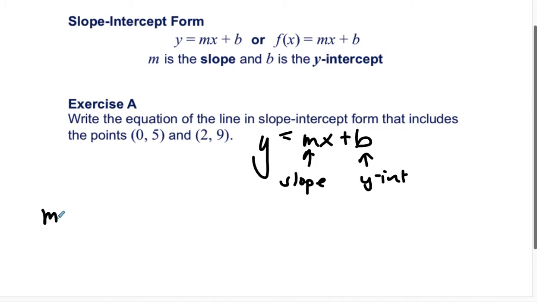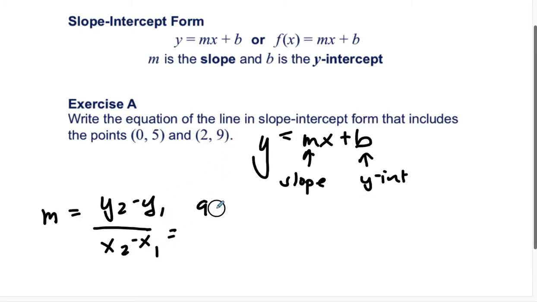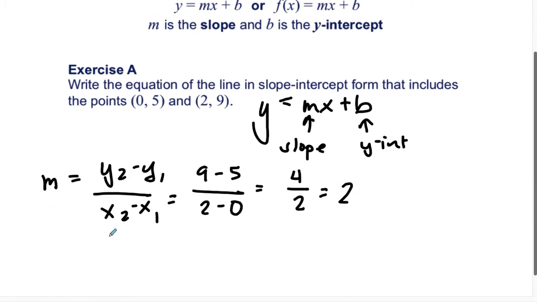If you recall, the slope is calculated as y sub 2 minus y sub 1 over x sub 2 minus x sub 1. Y sub 2 here is 9, minus y sub 1 here is 5. X sub 2 here is 2, minus x sub 1 here is 0. 9 minus 5 is equivalent to 4, and 2 minus 0 is equivalent to 2. And 4 divided by 2 is 2. So now we know that the slope is equal to 2.